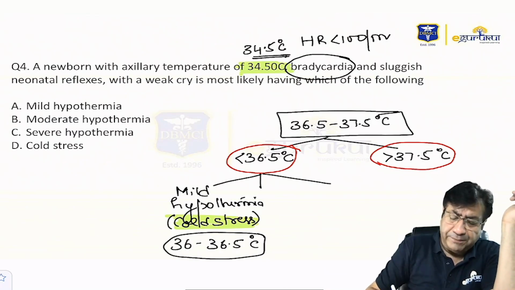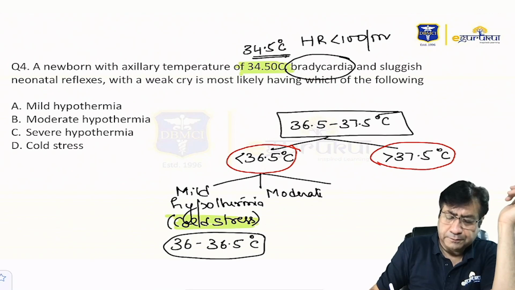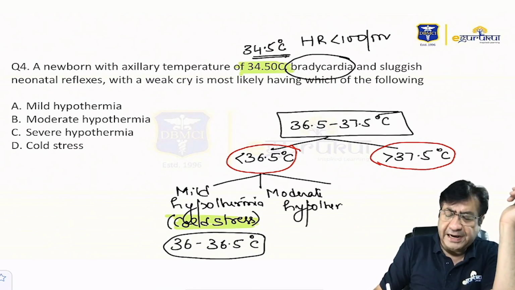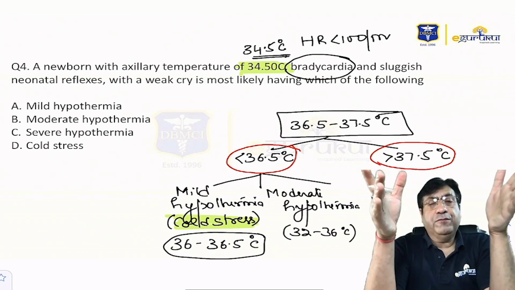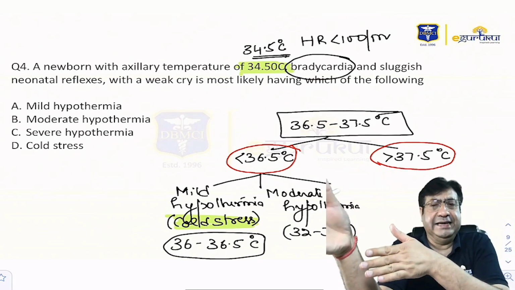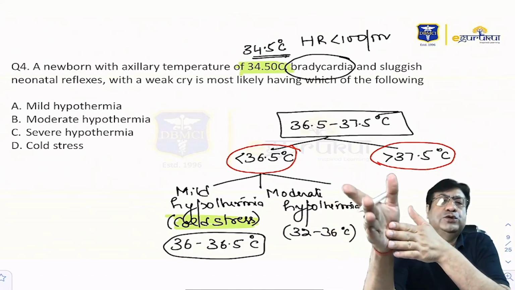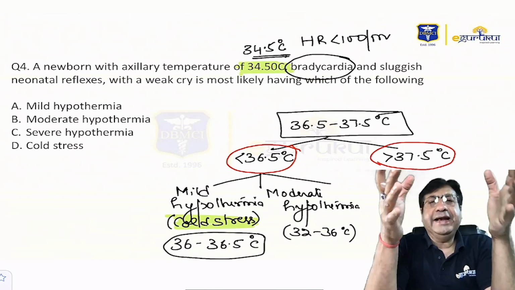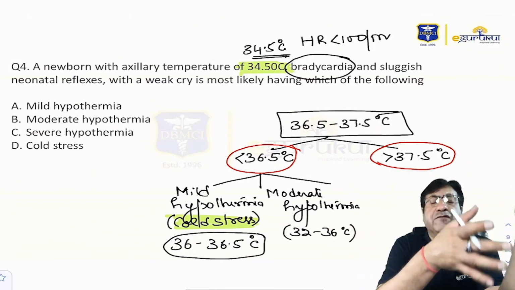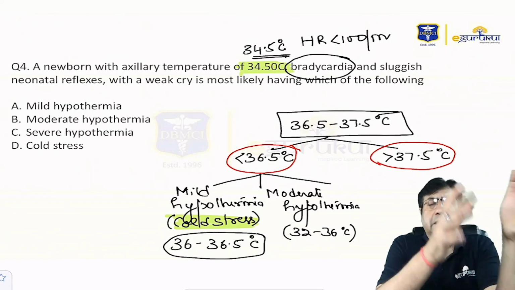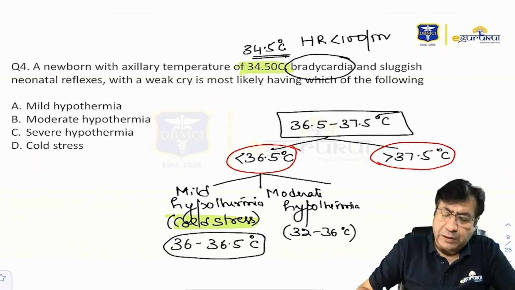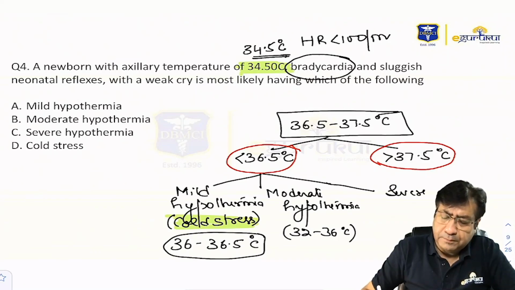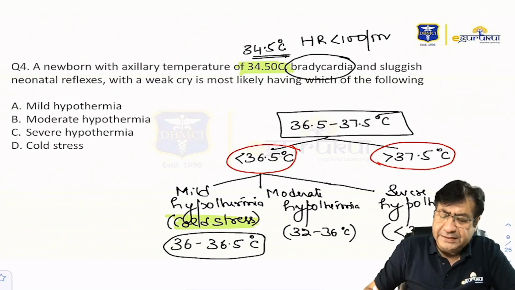A moderate form of hypothermia is when the temperature of the child is between 32 to 36 degrees centigrade. Again, better would be to say 32 to 35.9 degrees centigrade, because 36 to 36.4 will actually be a mild form of hypothermia. But for easy remembering, take it as 36 to 36.5 mild form of hypothermia, which is also called cold stress. 32 to 36 degrees is a moderate form of hypothermia, and a severe form of hypothermia is a temperature less than 32 degrees centigrade.